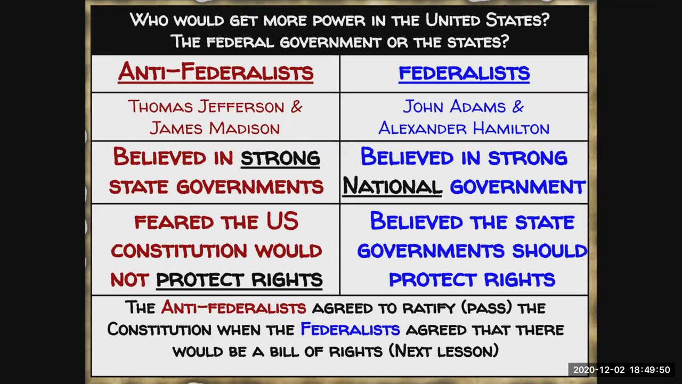The Federalists believed that the state governments should be in charge of protecting rights. Okay, so they would say, look, we're just the national government. We can have a military, we can set taxes, we can do all of these things. States, you worry about individual rights. And that was kind of their whole thing, that it is not the federal government's place to protect the rights of individuals.